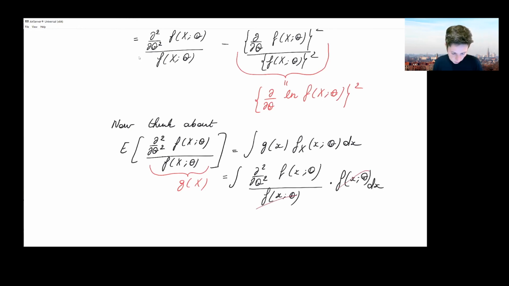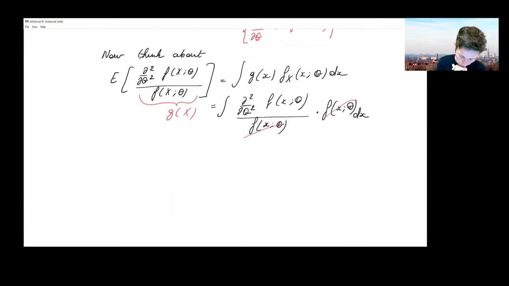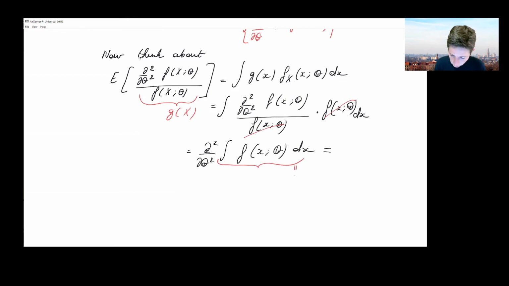So these guys cancel out. I've got an integral of a derivative, right? So under certain assumptions, I can assume here that I can flip the order of the partial derivatives and the integral. And then I'm left with the integral of the density over all values of x, but that is then equal to 1, this integral. So the derivative is going to be equal to 0.